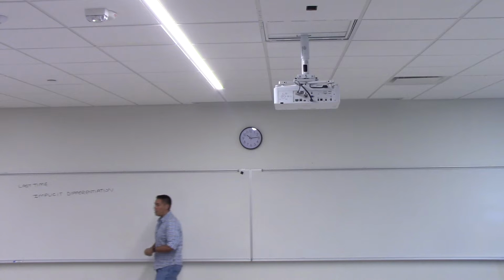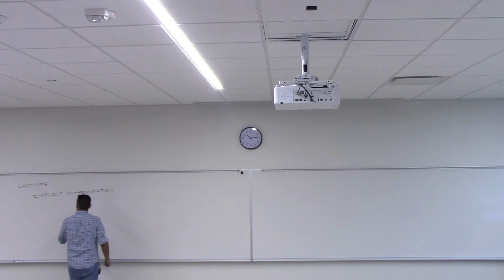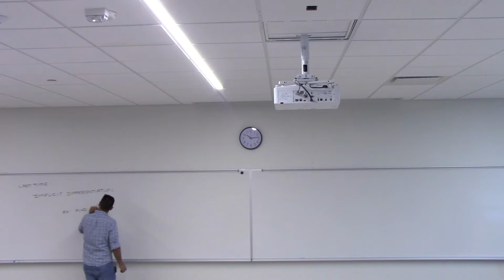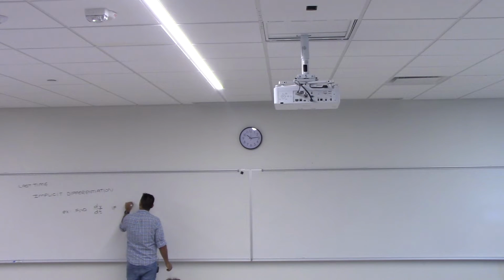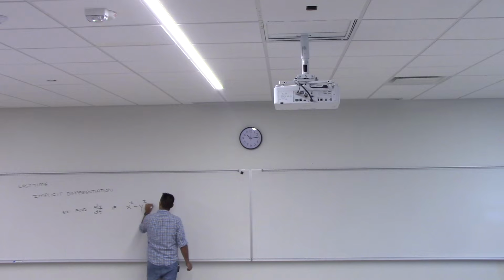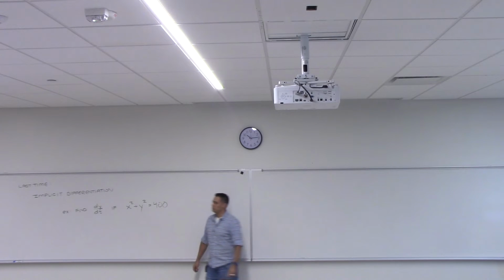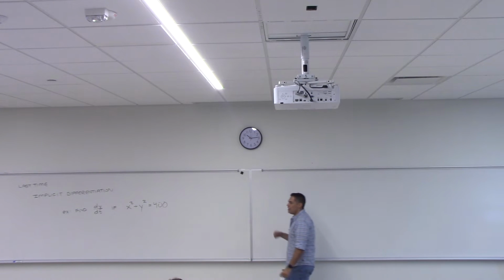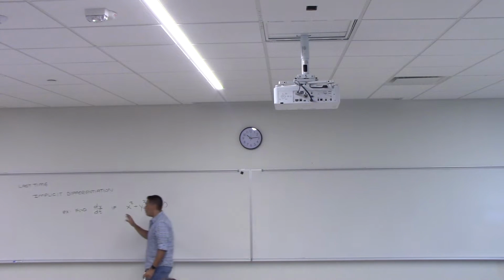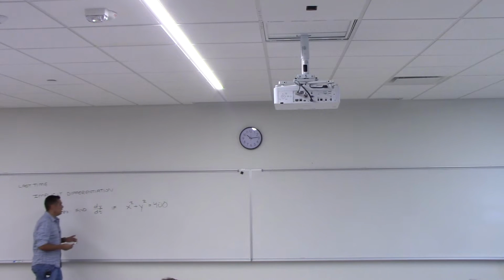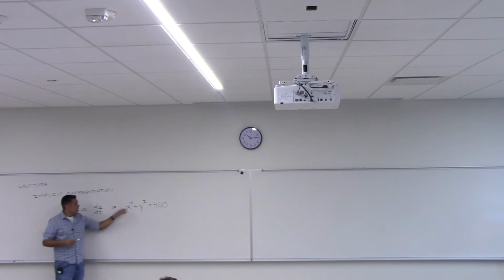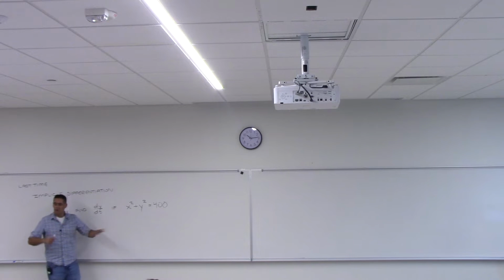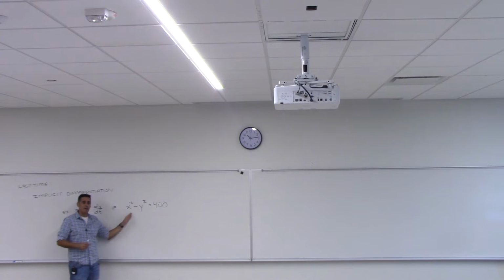So let's do a warm-up problem. I want us to find dy dt if I give you the equation x squared plus y squared equals 400. All right? So just as an interpretation of what we're doing here, we're given some equation, right? It relates 2 variables together, right? It's a relationship between x and y.